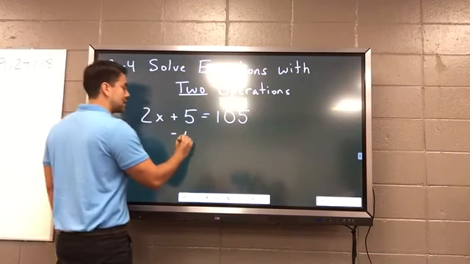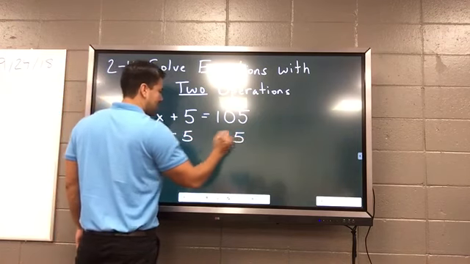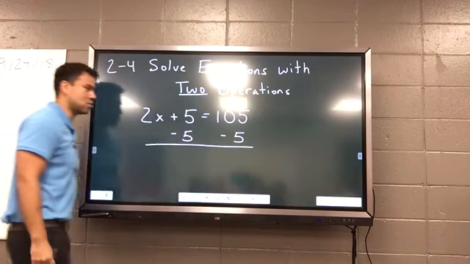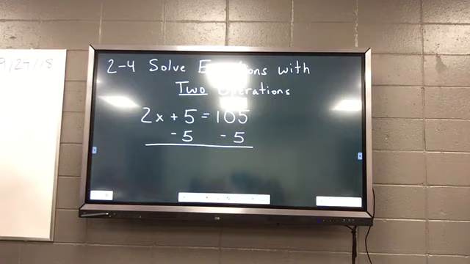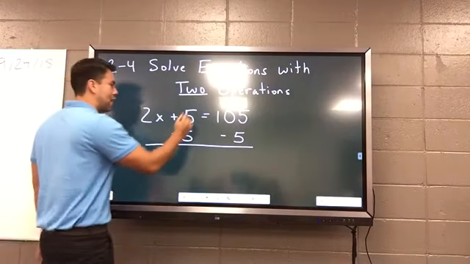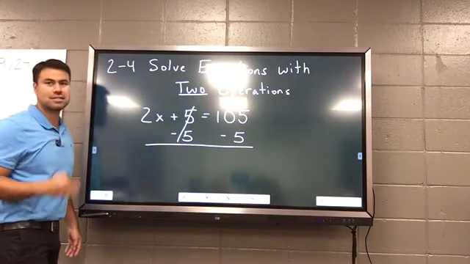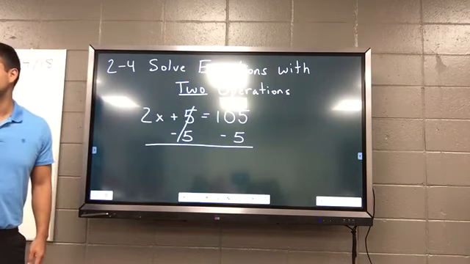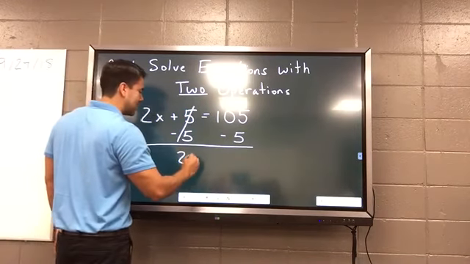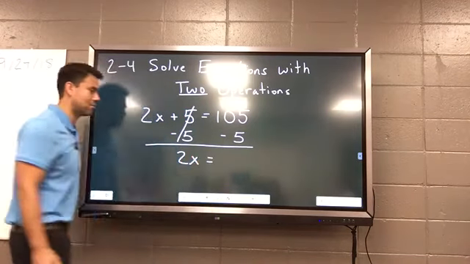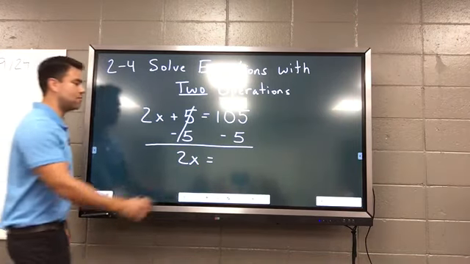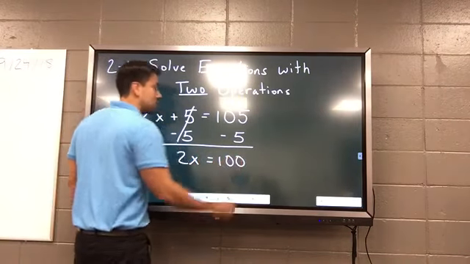Yeah, I subtract. In this case, 5, from both sides, because I want to make sure that I undo what is happening to the variable. 5 minus 5, 0. 0 plus 2x, 2x. That's like two properties right there. 105 minus 5, 100. So now what do I deal with?